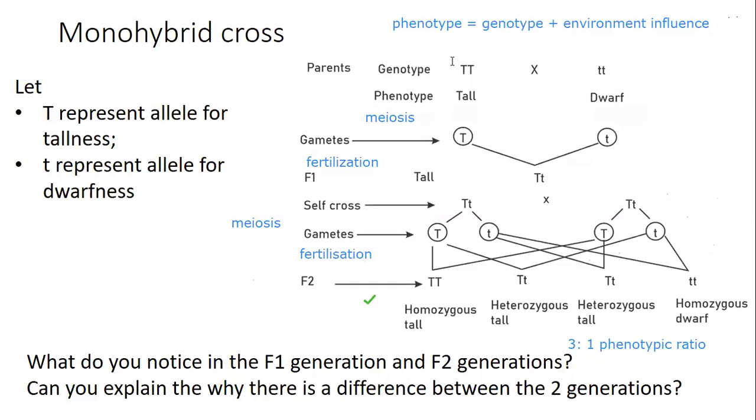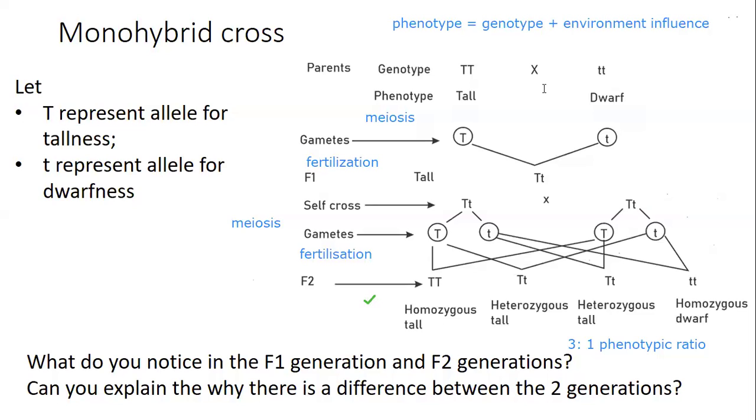Since on the screen there is monohybrid cross, is there a heterohybrid cross? No, the other one would be dihybrid cross, but that one is for A level. Monohybrid cross is just where you are looking at the inheritance of a single pair of contrasting characters. Here the contrasting characters are tallness and shortness.